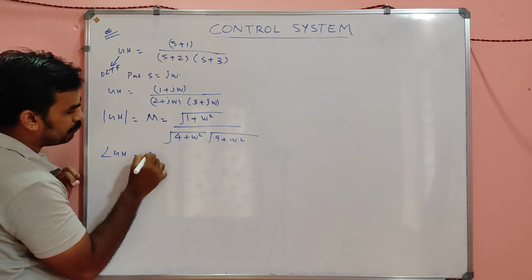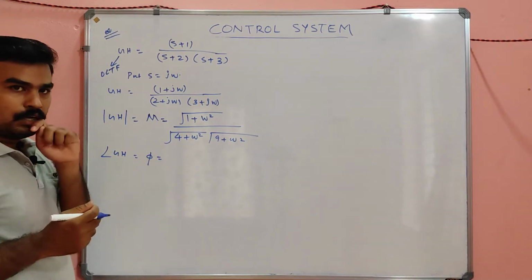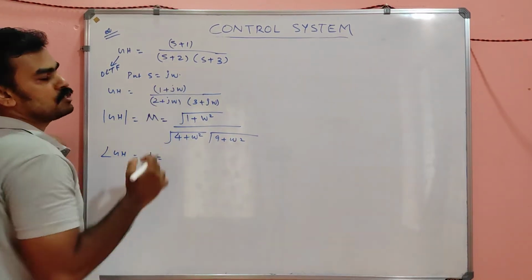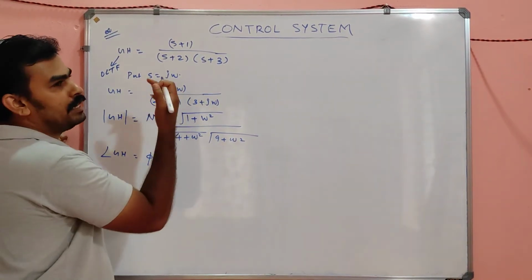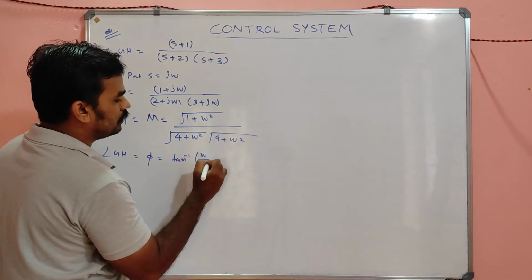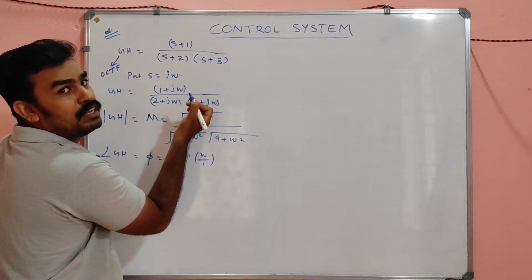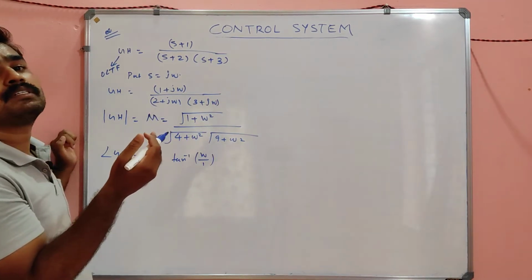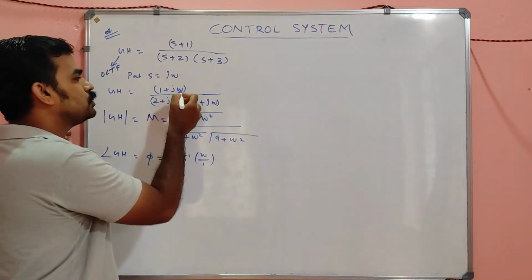And what is the phase? The angle of GH I can represent by phi. Then what is the angle of GH, my dear? Angle of numerator, what is that? Tan inverse omega by 1. For A plus jB format, what is the angle? Tan inverse B by A. So tan inverse omega by 1.